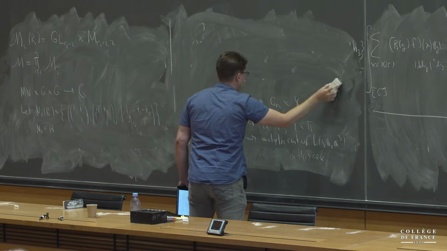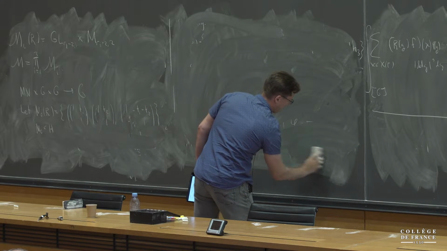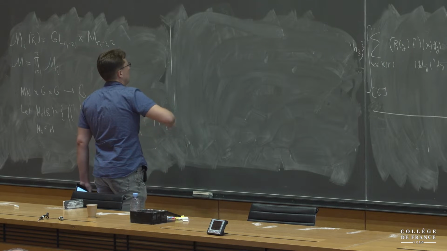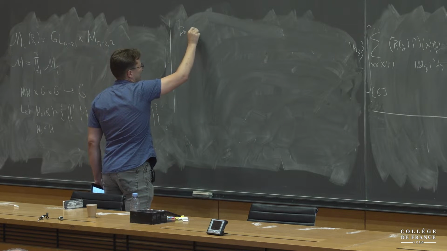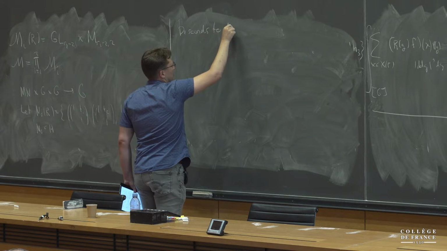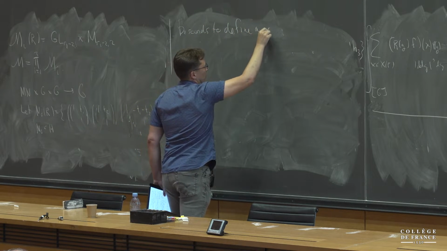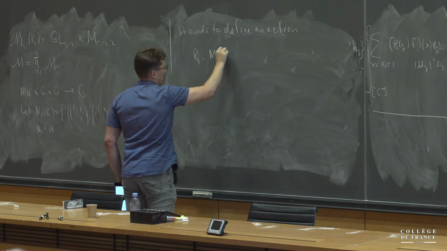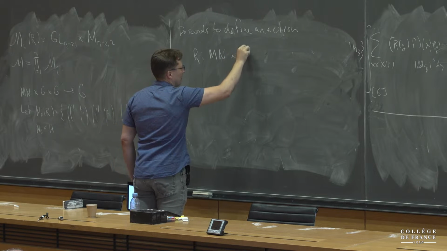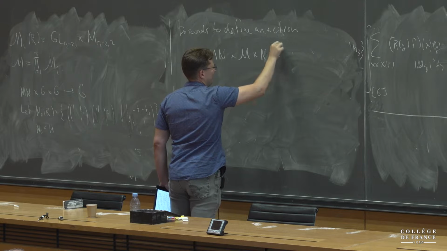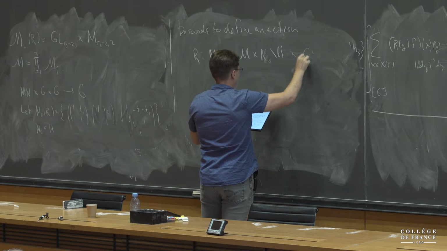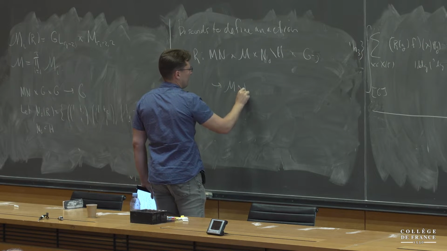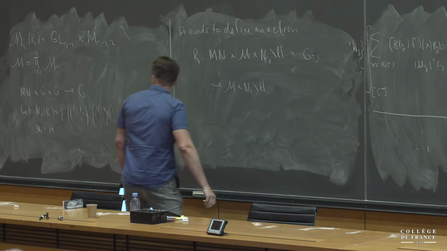So it descends to define an action R from Mn cross M cross N naught H cross G to M cross N naught H. Right? And how do I see this?